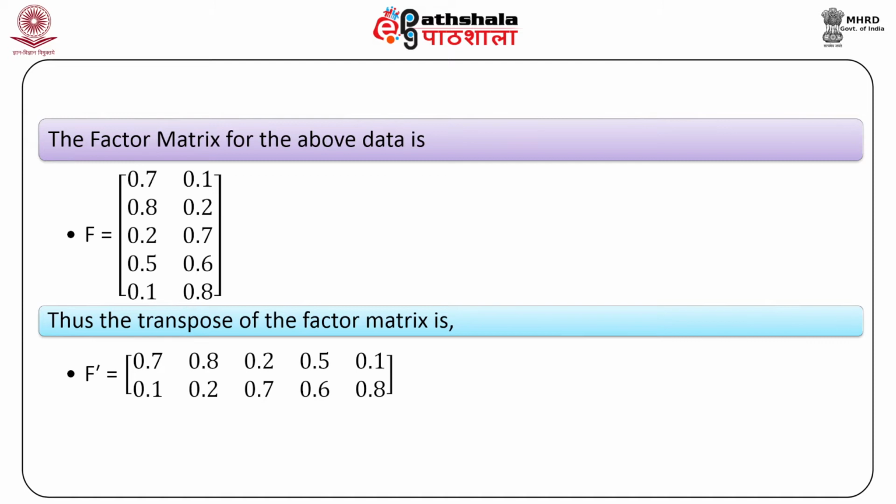0.8. Thus, the transpose of the factor matrix is F dash, which is equal to the matrix 0.7, 0.1, 0.8, 0.2, 0.2, 0.7, 0.5, 0.6, and 0.1, 0.8.